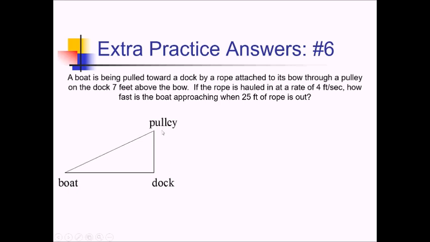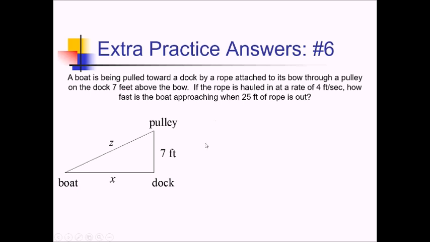In terms of the measurements they've given us, the distance between the boat and the dock, obviously that's changing because we're pulling the boat toward the dock. And the height of the pulley above the dock, that's going to be a constant. They said the pulley's 7 feet above the bow, which is also the dock's height. So we can put a constant 7 there. That's always going to be 7. And the distance between the pulley and the boat also is going to be changing, so I'm going to call that z.